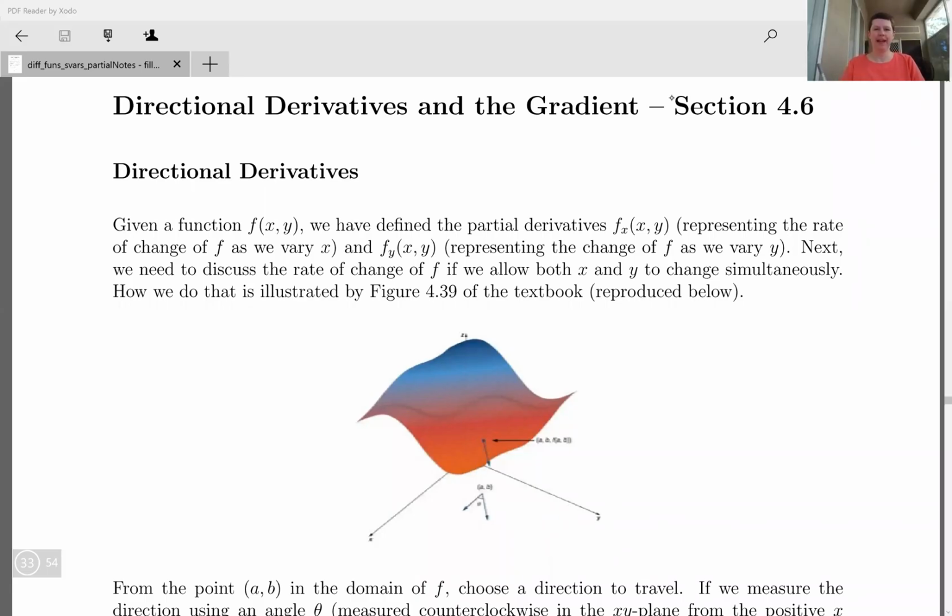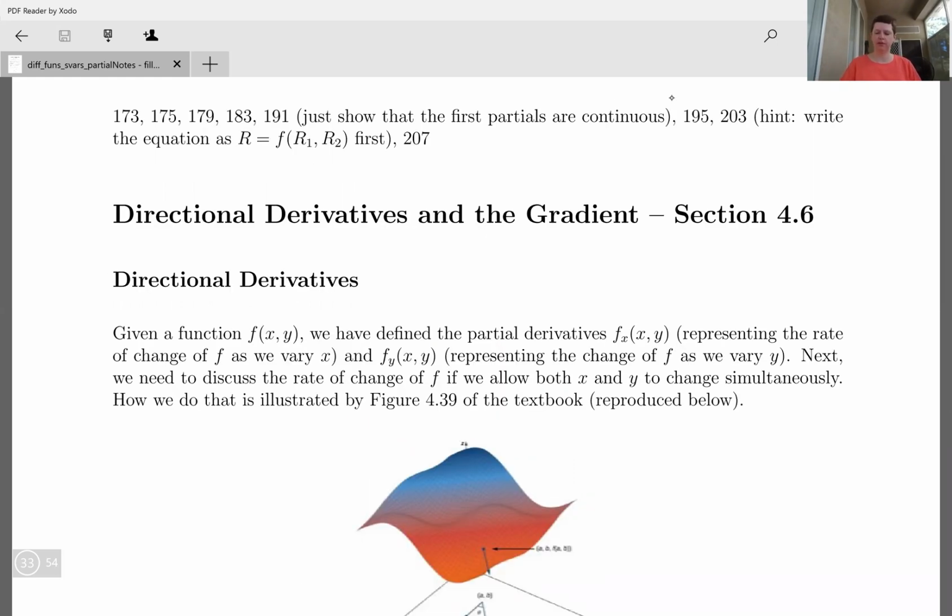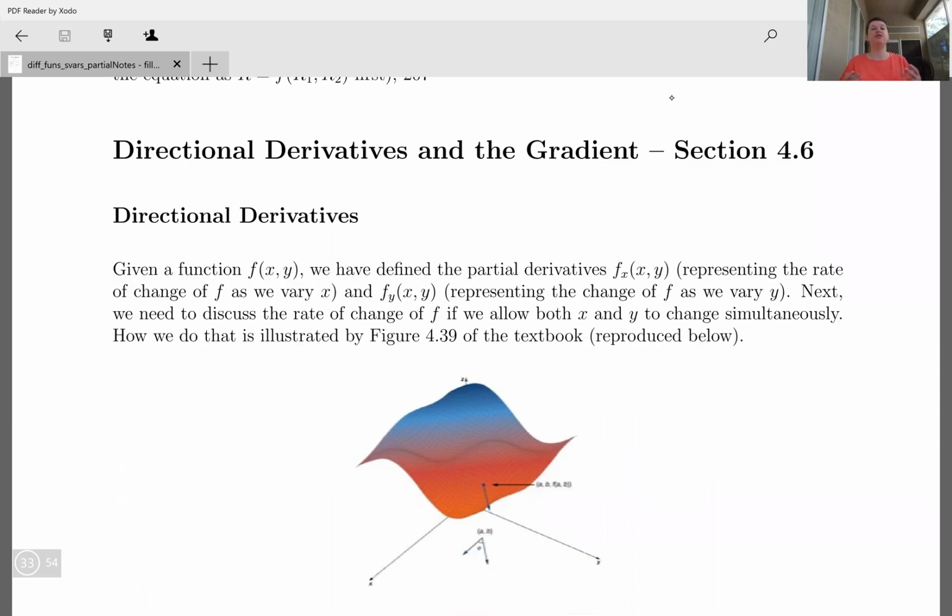Hello, and this video is going to be on directional derivatives and the gradient. All right, so what is a directional derivative? This is not something that we have in Calc 1. Given a function f of x, y, we're going to talk about functions in two variables initially.